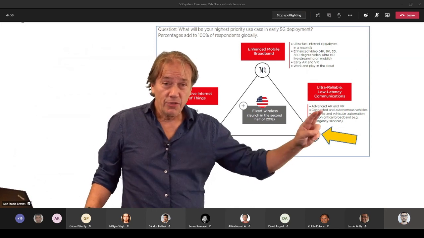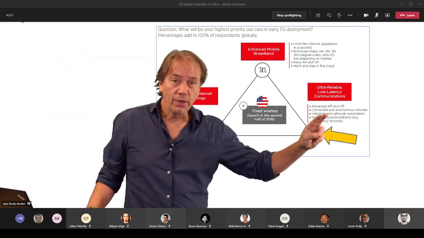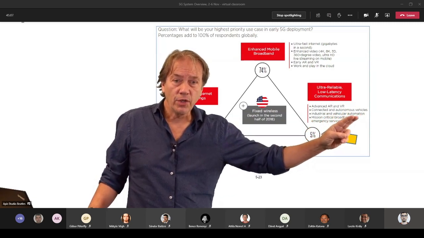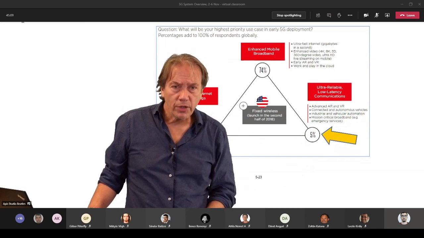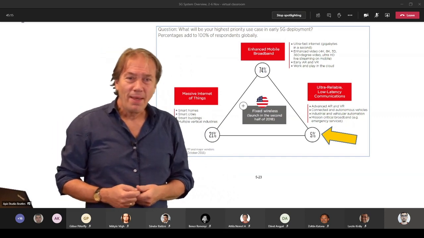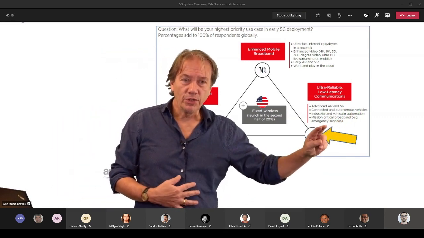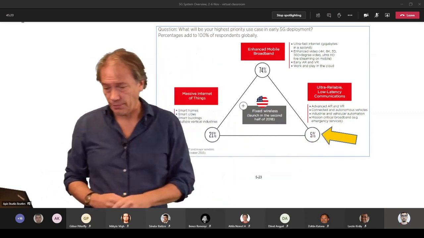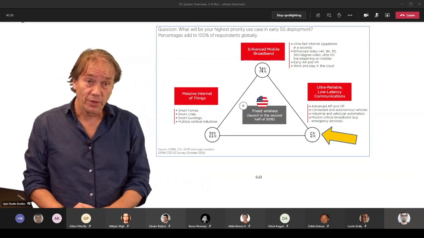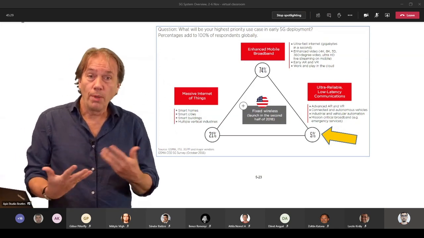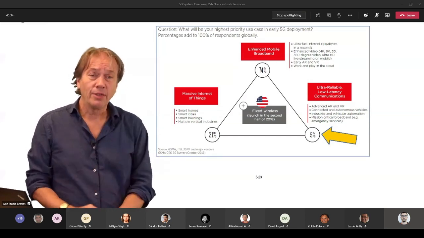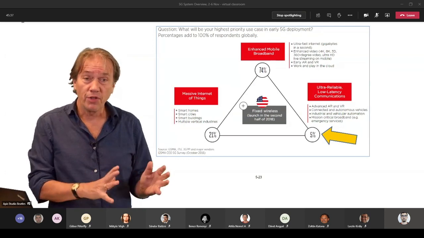What does it say? It's in tiny font. Advanced AR and VR, connected and autonomous vehicles, industrial automation. It involves vehicles, automation, mission critical broadband, for instance, emergency services. On the other hand, there's a lot of talk now about private 5G networks, or non-public 5G networks. And there's frequency spectrum set aside in many countries for private 5G networks.